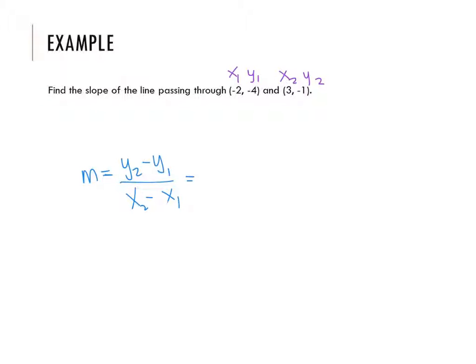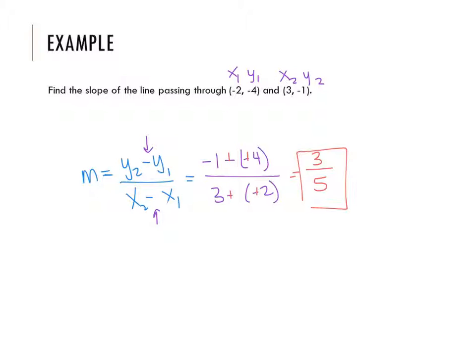So y2 is going to be negative 1 minus, because that is in my formula, y1 is a negative 4. Over x2, which is 3, minus, again because it's in my formula, x1 is a negative 2. You can change the minus and negatives to plus a positive. Negative 1 plus 4 is 3, and 3 plus 2 is 5. So the slope between those 2 points is 3/5. It'd be up 3 and over 5 to get from one point to the other.